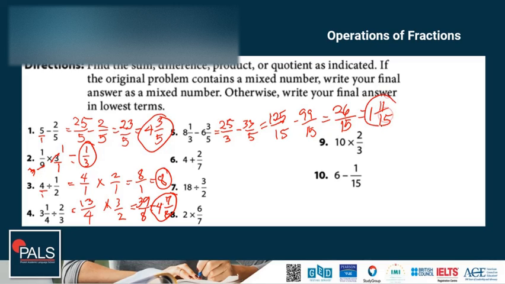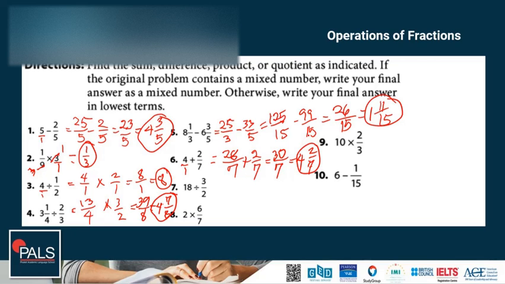Okay. Number 6. So this is 1. So we have 28 over 7 plus 2 over 7. So we have 30 over 7, or 4 and 2 over 7.